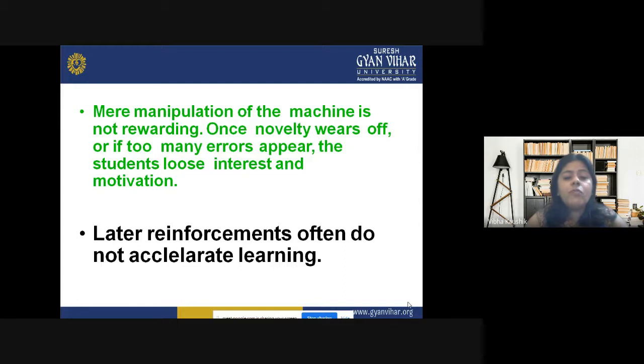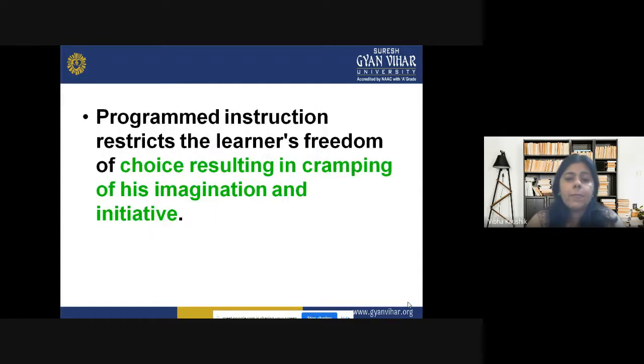Later reinforcement often does not accelerate learning. Immediate reinforcement is given to the learner only when he has responded or given a correct answer, and then he will be motivated to go further. But later reinforcement often does not accelerate learning among the learners. Program instruction restricts the learner's freedom of choice, resulting in cramping of his imagination and initiative.